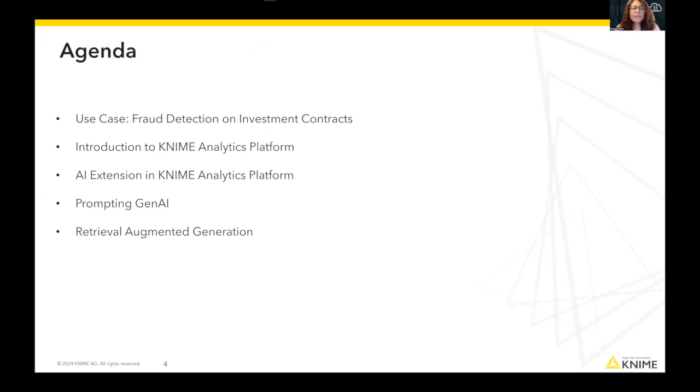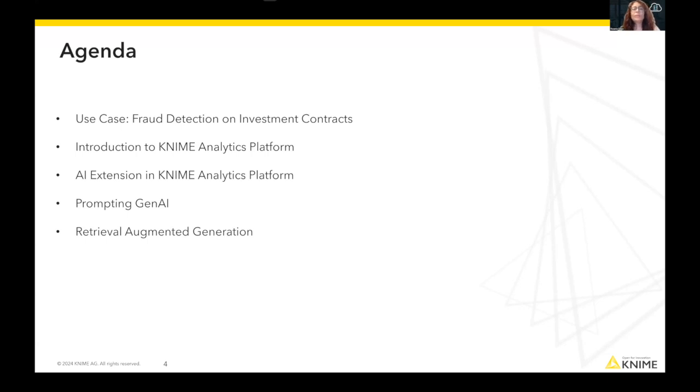So this is the agenda for today. I'm going to introduce this use case. I've simplified it a bit because it's a tutorial, and of course, if I explain all the tiny little details, it becomes a bit too long. The use case will be about fraud detection on investment contracts. I have a bunch of contracts, and some of them are fake, so I need to check which ones are the fake ones. After that, I'm going to give a short introduction to KNIME Analytics Platform, which is the tool that allows me to build the data science applications without any coding.